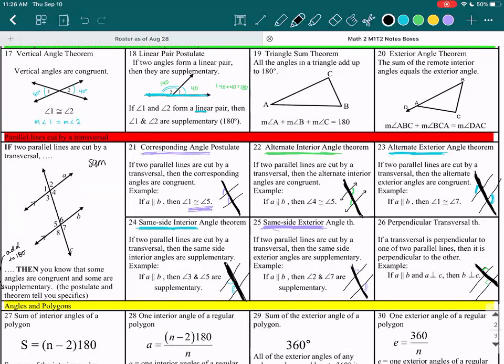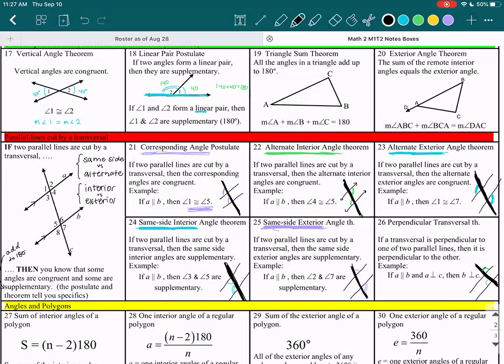Same, oh gosh, such messy handwriting. Let me do this again. Same side versus alternate. So here's one set of answers, and the other set that you gotta choose from is interior versus exterior.